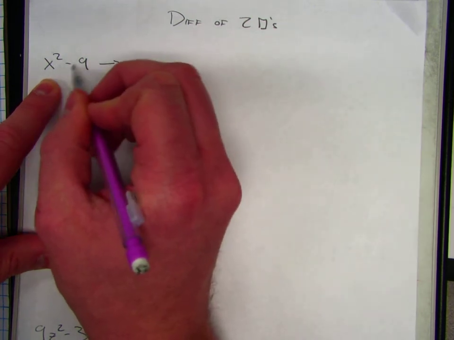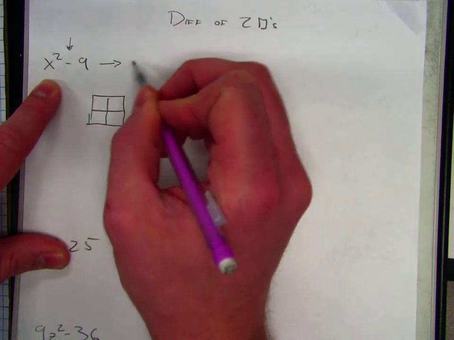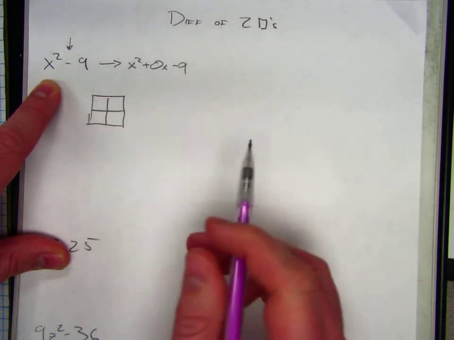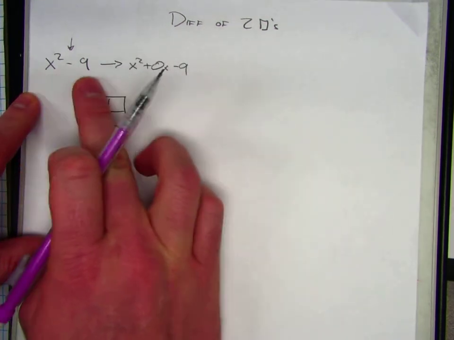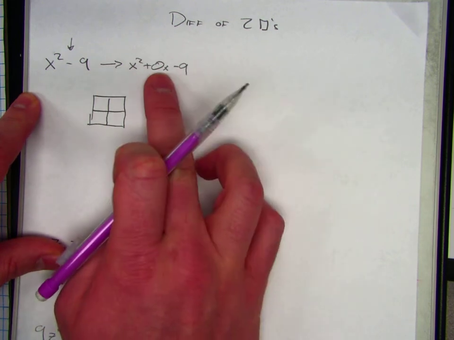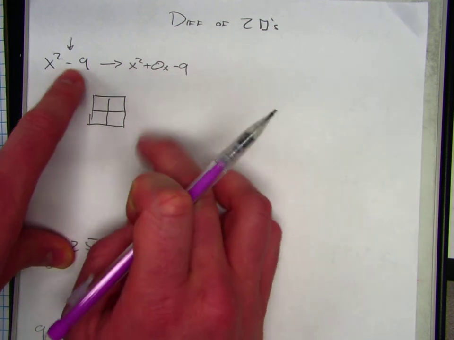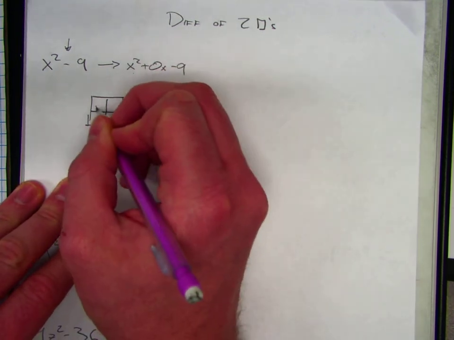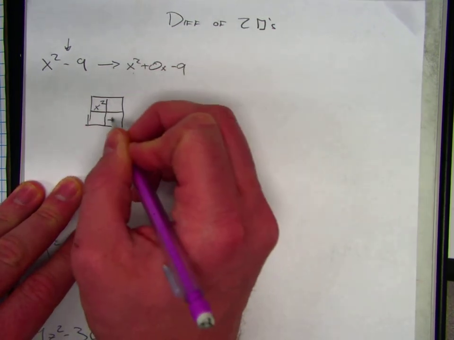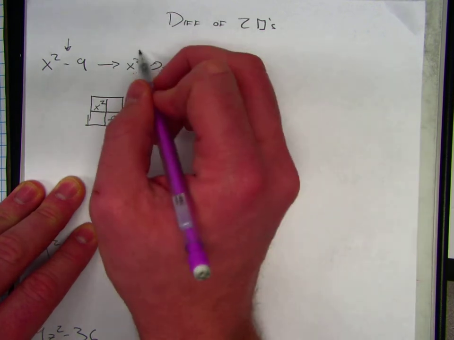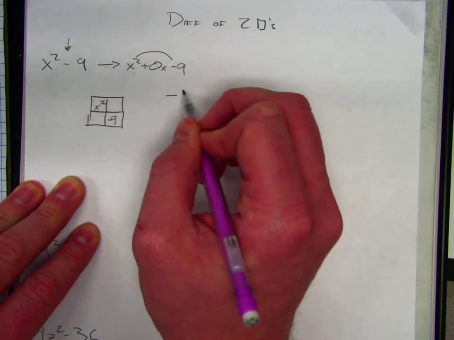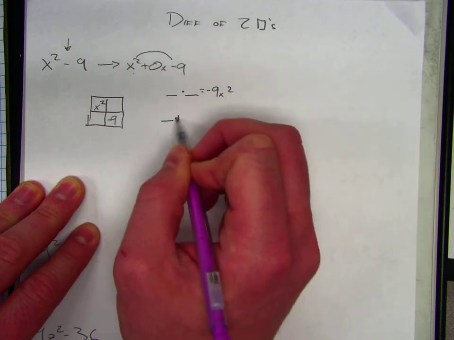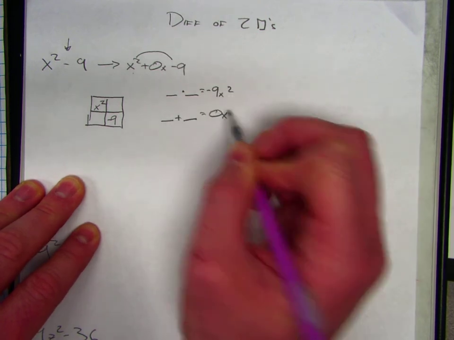I know that the term that we're missing here is our first degree term. In other words, our x term is not in this polynomial. So I could rewrite this binomial like this with 0x, because having 0x is the same as not even having it at all. And so if I do that, I know that my x squared term goes in the top left box and my negative 9 goes in the bottom right. And so I'm looking for values that will multiply to give me negative 9x squared, but those same two values, when I add them, will give me 0x.